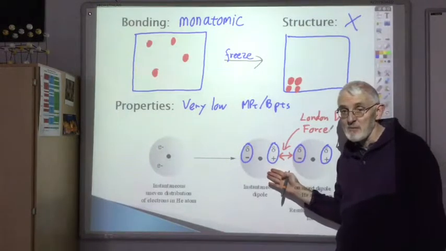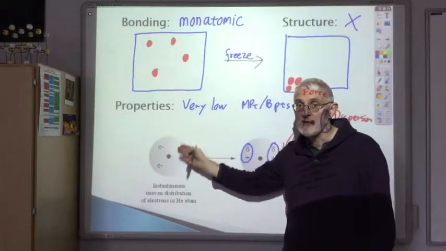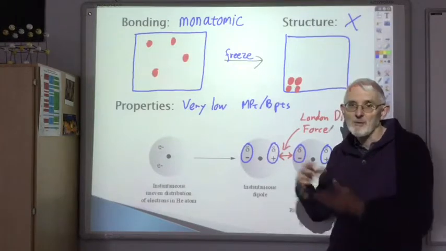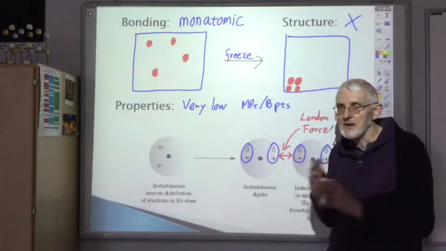We refer to it as a temporary dipole because of course these electrons are not frozen there. They will continue to move. So this dipole will disappear, then reappear again, then disappear, then reappear. So it's not always there, it's just a temporary dipole.